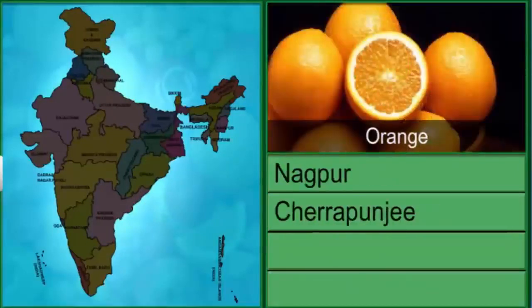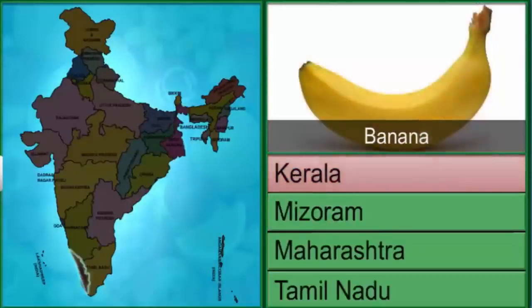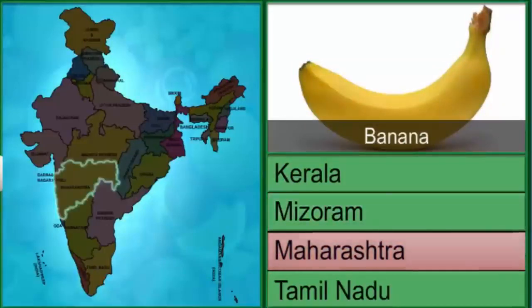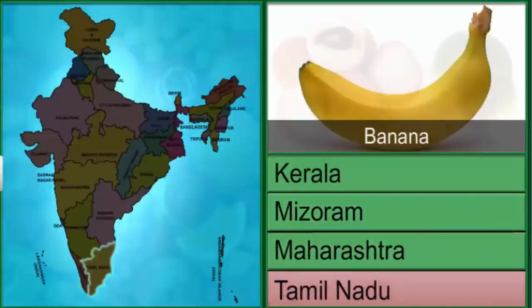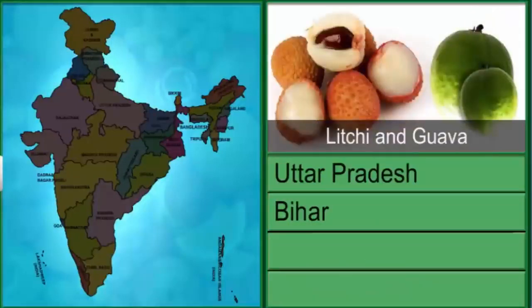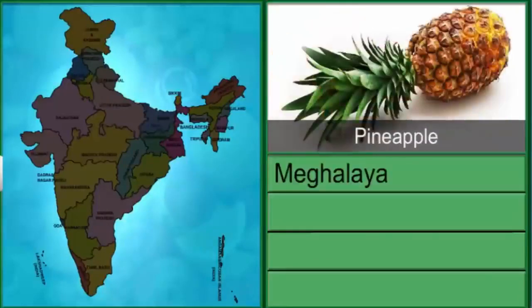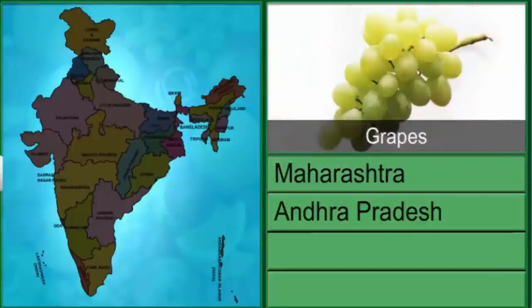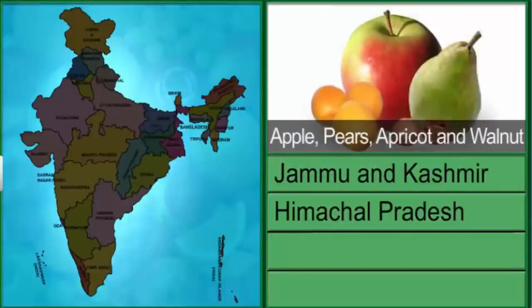Oranges from Nagpur and Cherrapunji. Bananas from Kerala, Mizoram, Maharashtra and Tamil Nadu. Lychee and guava from UP and Bihar. Pineapples from Meghalaya. Grapes from Maharashtra and Andhra Pradesh. And apples, pears, apricots and walnuts from Jammu and Kashmir and Himachal Pradesh.